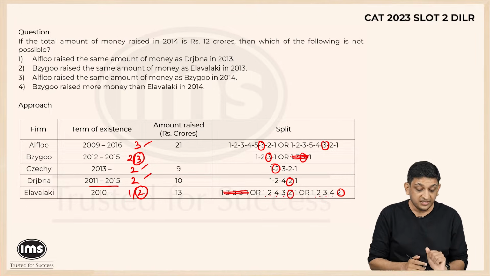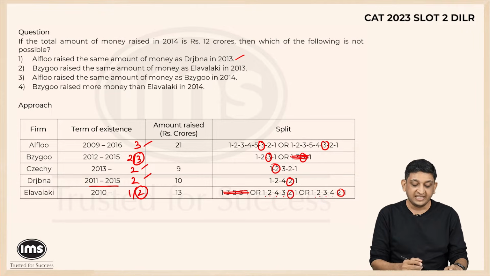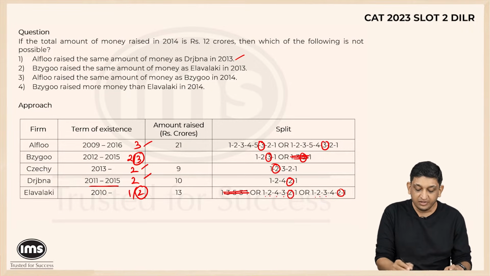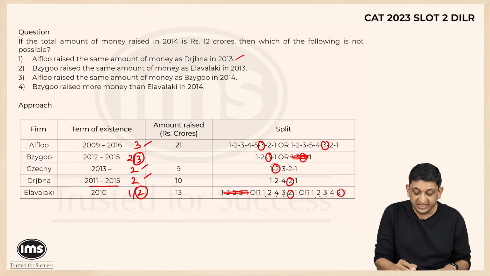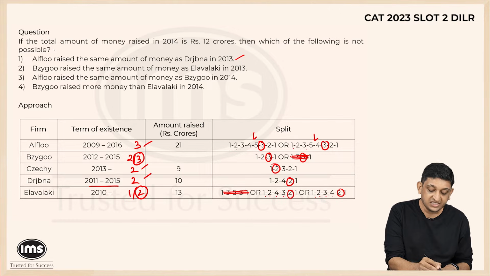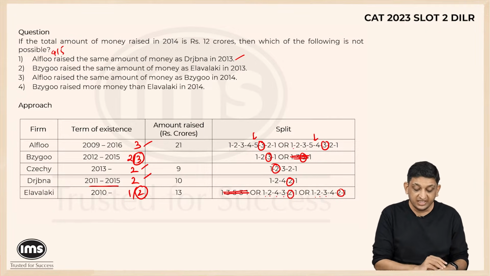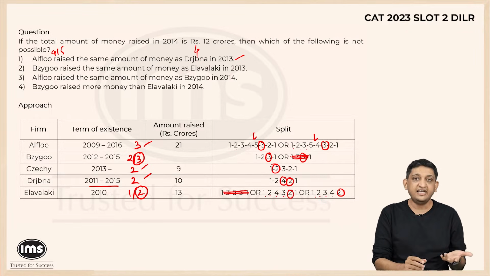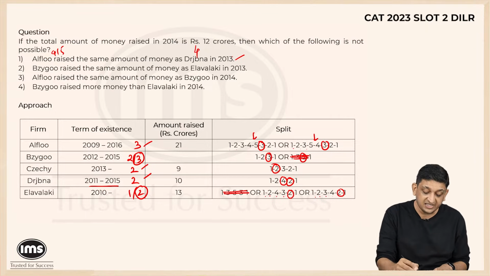In this case, we are talking about the year 2013. A raised the same amount of money as D. So A in 2013, because both these cases are live now, we will know that A would have raised 9, 10, 11, 12, 13, fifth year of fundraising. So 1, 2, 3, 4, 5 or 1, 2, 3, 5, 4. So A would have raised either 4 crores or 5 crores in 2013. What about D? D in 2013 would have raised 4 crores. So is it a possibility? Yes. A could have raised 4 crores and D could have raised 4 crores. So A is indeed possible.